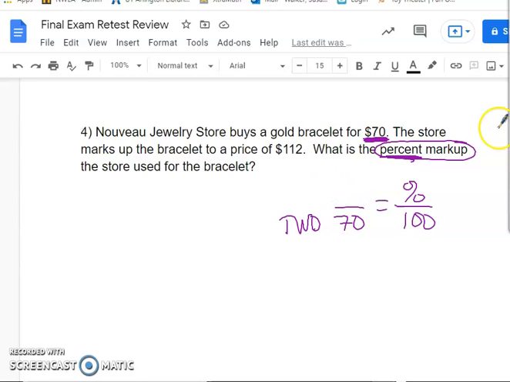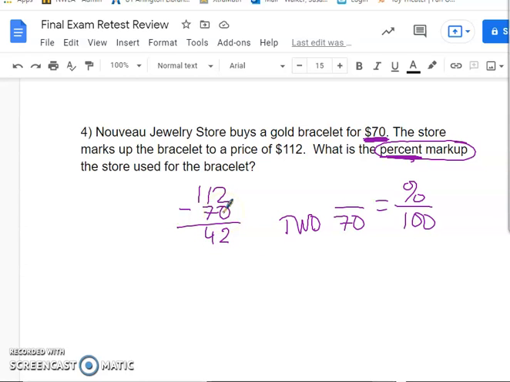Now, most of us want to put 112 on bottom. Actually, most of us want to do this. This is wrong, okay? All sorts of wrong, because 112 isn't the original, 70 is the original. Now, remember, we're trying to basically find the percent markup. So I have to figure out how much of a markup there was. It was 70, now it's 112. So basically, think of the profit that we're making, okay? So the profit, when I subtract, is 42.